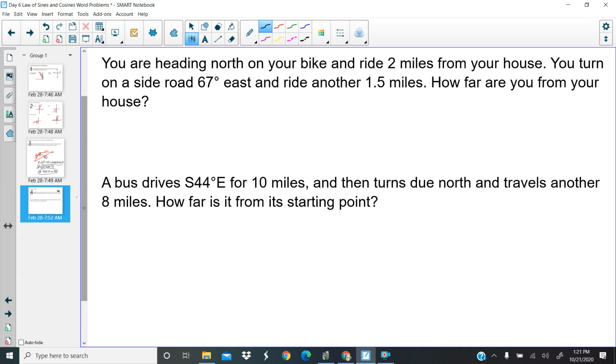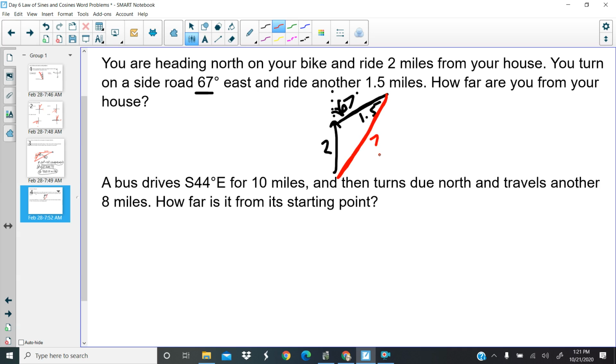So for our first one, we're heading north on our bike and we ride for 2 miles. So we're going north and we went 2 miles. And then you turn on a side road 67 degrees east. So if we had kept going north, we'd be coming up here, but we actually need to swing 67 degrees to the east. So this angle is 67 degrees, and we ride another 1.5 miles. And we want to know how far we are from home. So the distance we're trying to find is this side.